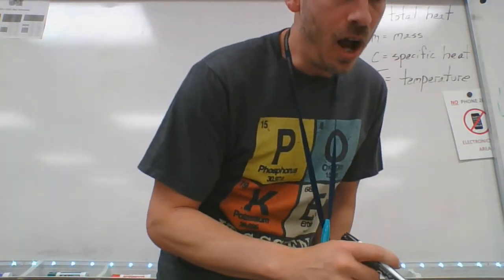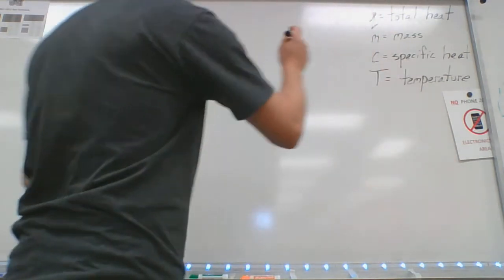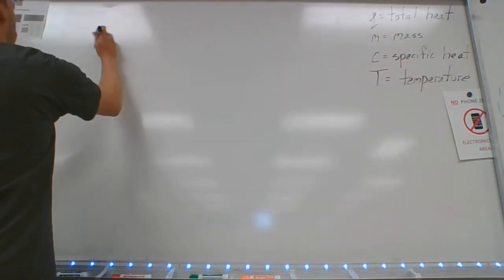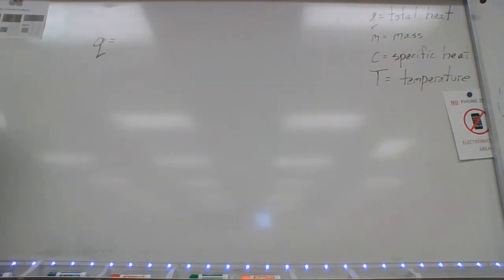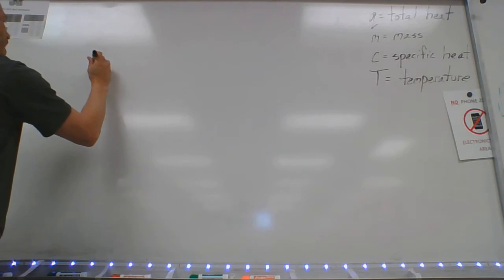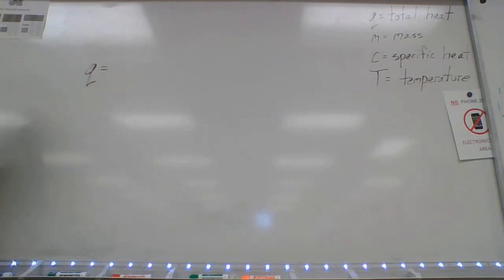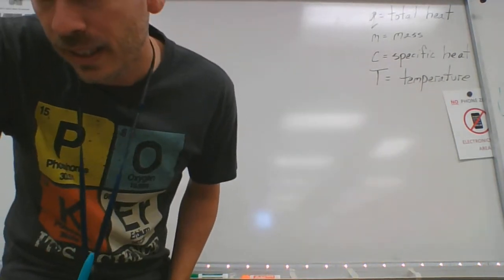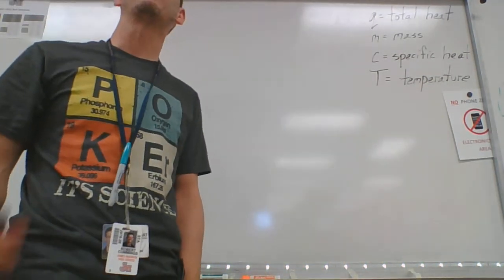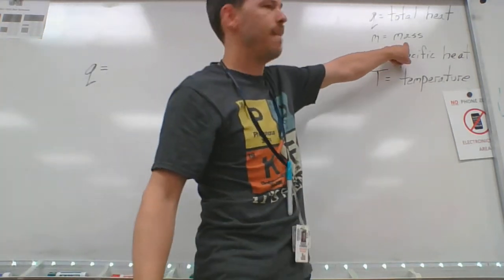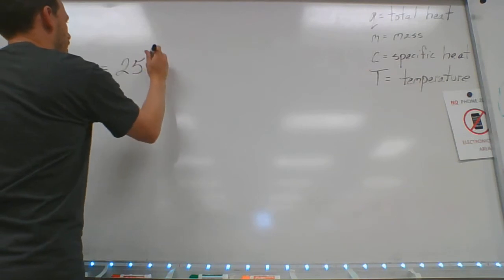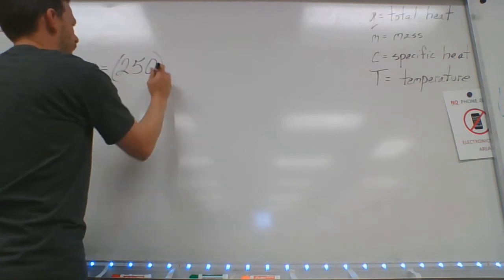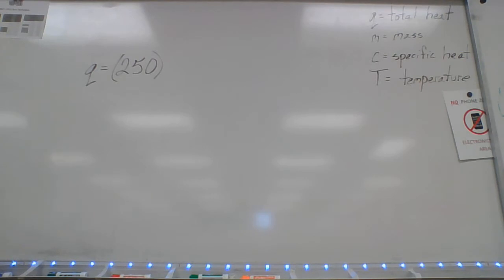Let's plug. It says how much heat. It wants to know Q. All right? Because the Q is going to be the total amount of energy there is. So if it wants to know how much heat, then that's what we're going to be solving for. All right. And then it says 250 grams of water. There's our mass. All right. So Q equals MCAT. Keep that in mind while I'm putting the numbers where I'm putting them.